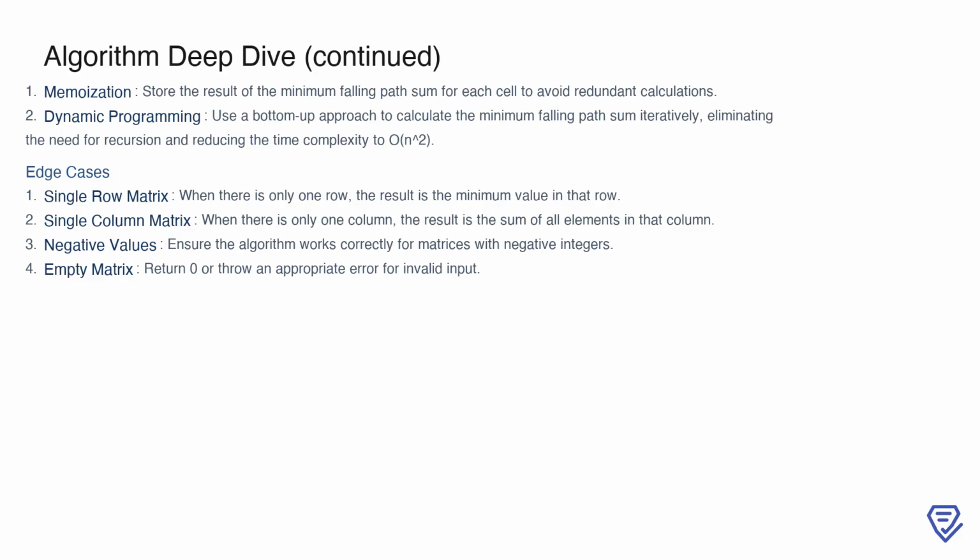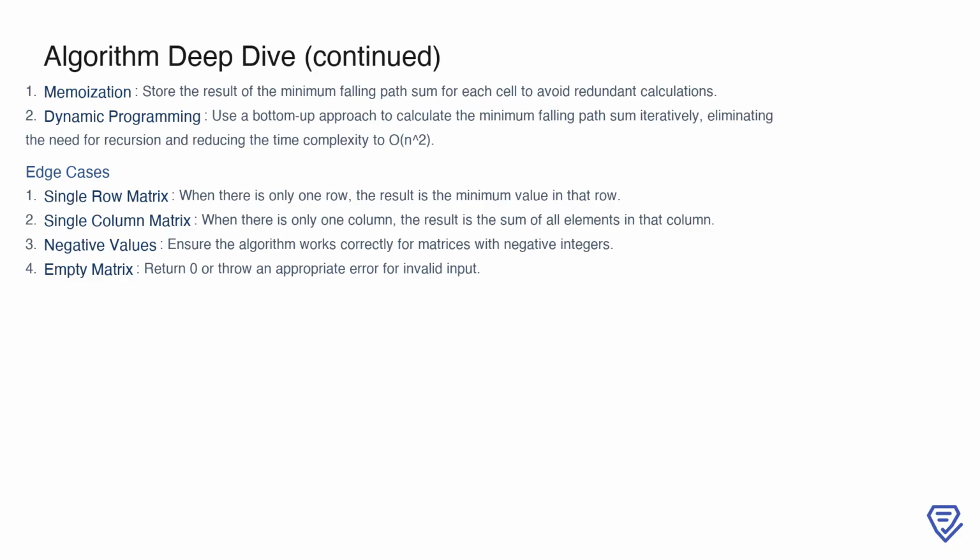Alternatively, we can adopt a dynamic programming approach, which eliminates recursion altogether. In this bottom-up method, we iteratively compute the minimum falling path sum starting from the last row and working upwards, reducing the time complexity to n². This approach is computationally efficient and avoids the risk of stack overflow.